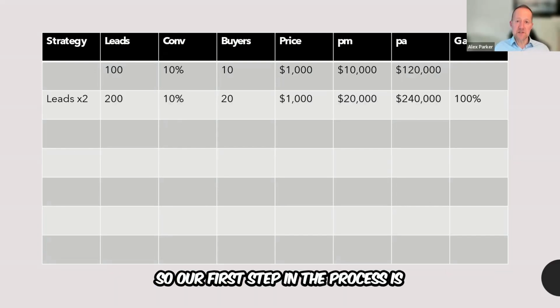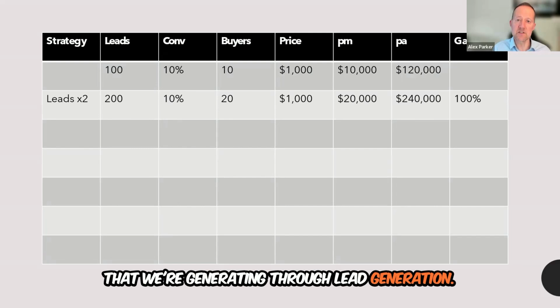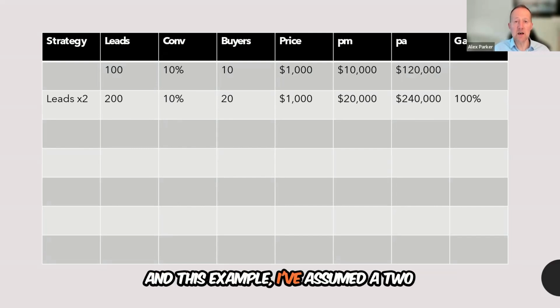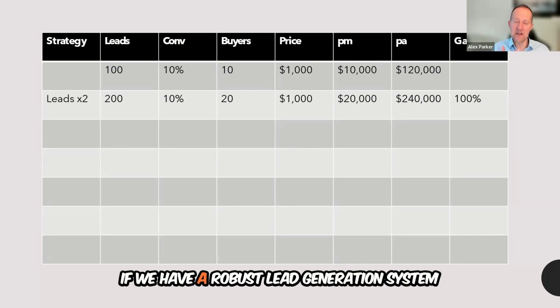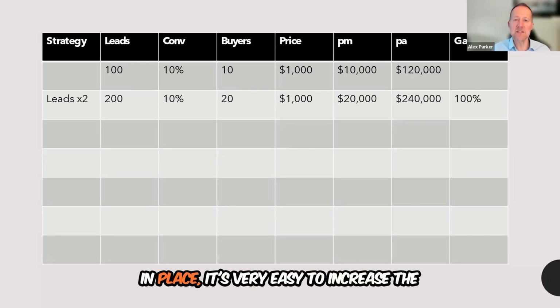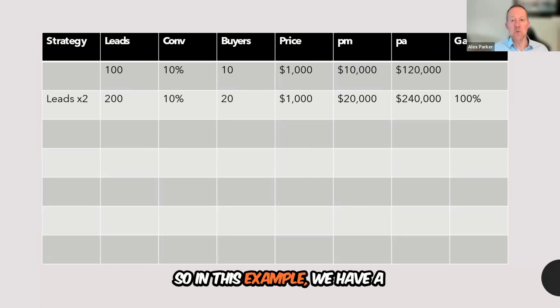So our first step in the process is to increase the number of leads that we're generating through lead generation. In this example, I've assumed a 2x increase or a doubling of leads. In my experience, lead generation is the easiest thing to increase. If we have a robust lead generation system in place, it's very easy to increase the number of leads that we're generating from that.